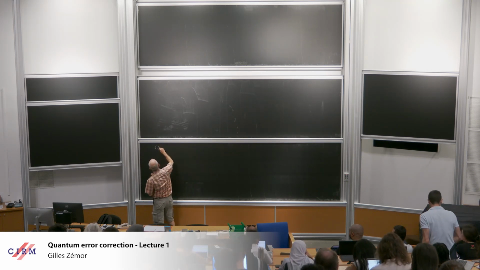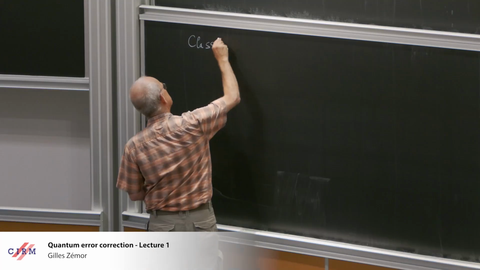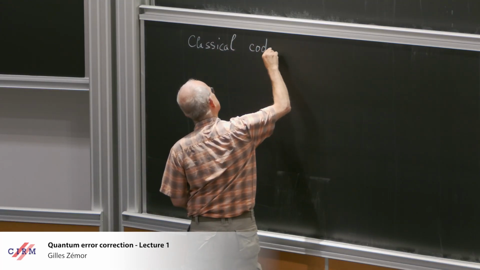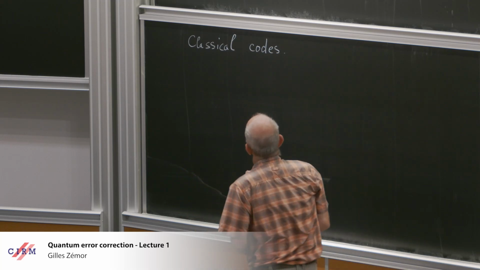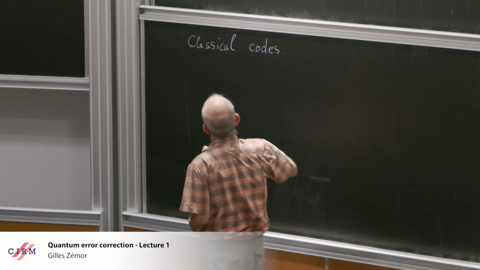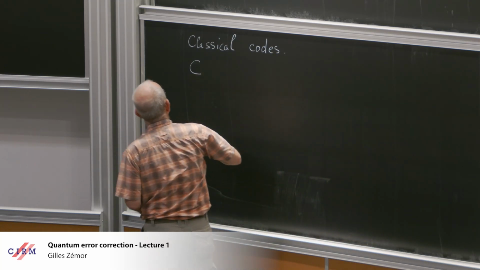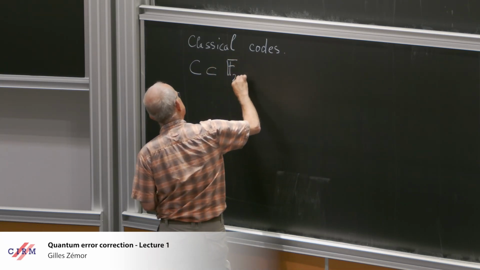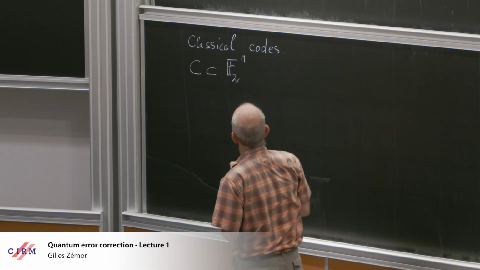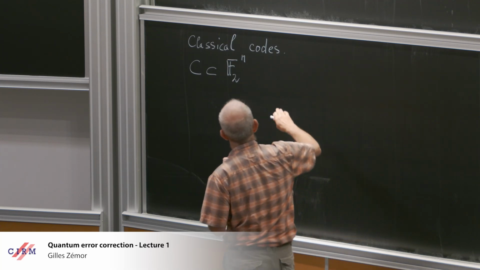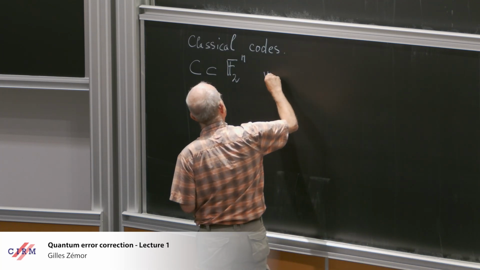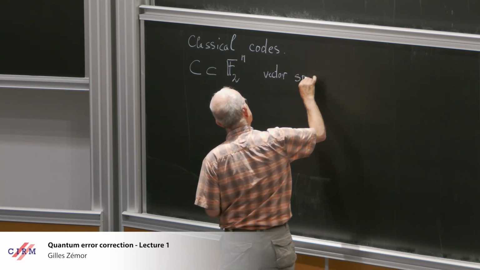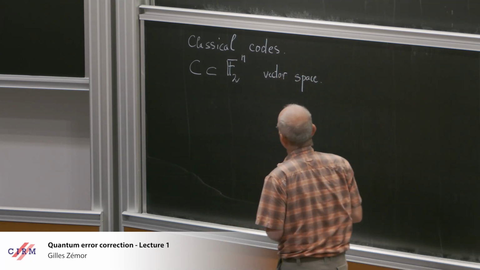So, classical codes. How do they work? What is a classical code? You can think of it as a subset of binary vectors, so a subset of F2 to the n. That is an F2 vector space, so it's stable by addition.